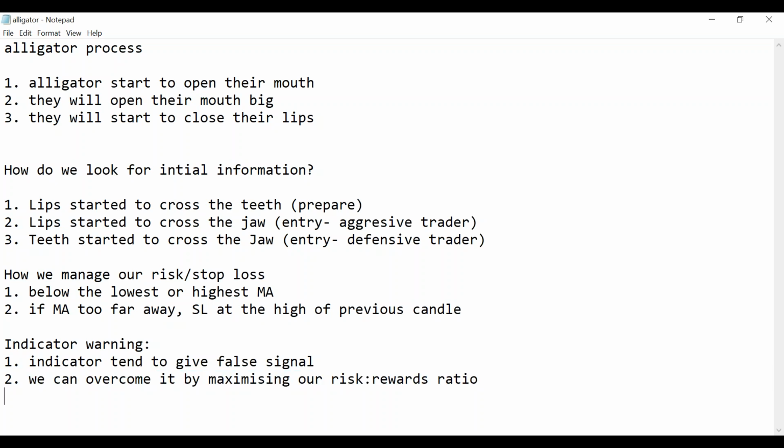Another thing is to use an additional indicator as an extra tool. Actually, you can use more, but today I will share how I use the fractal with the Alligator indicator. So I will go straight to the chart.